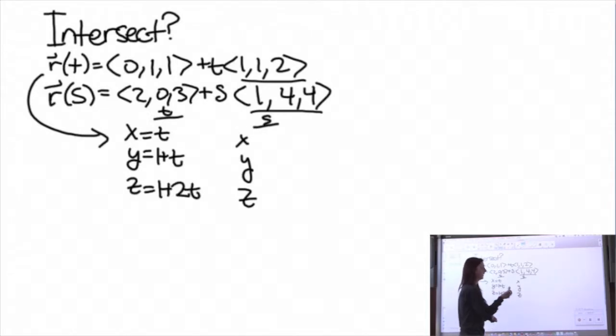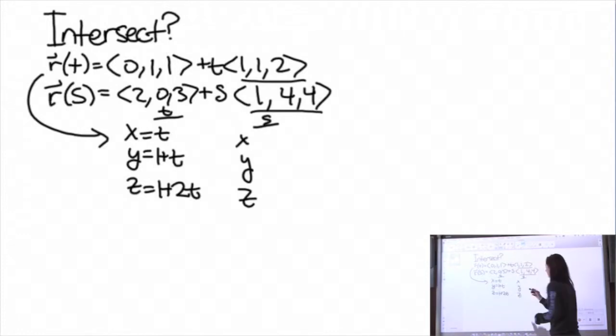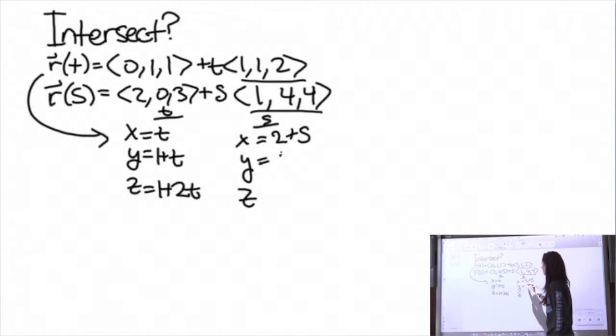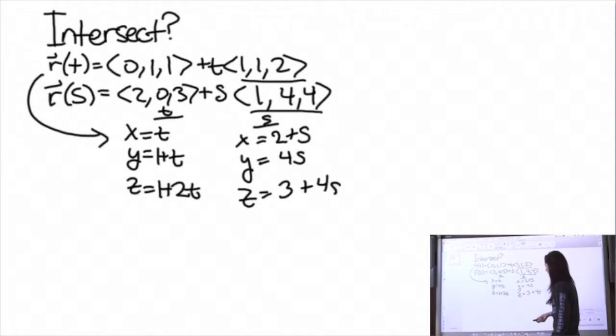Now, for the s equations, we're going to be doing 2 plus s, because it's s this time, not t, because we're looking at this equation. And we have 4s, and then we have 3 plus 4s.